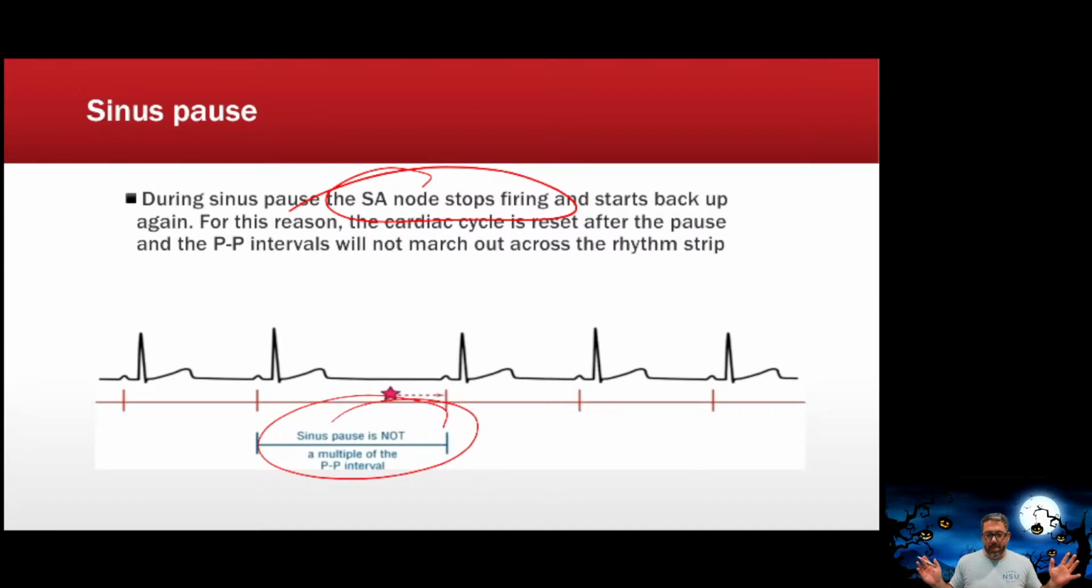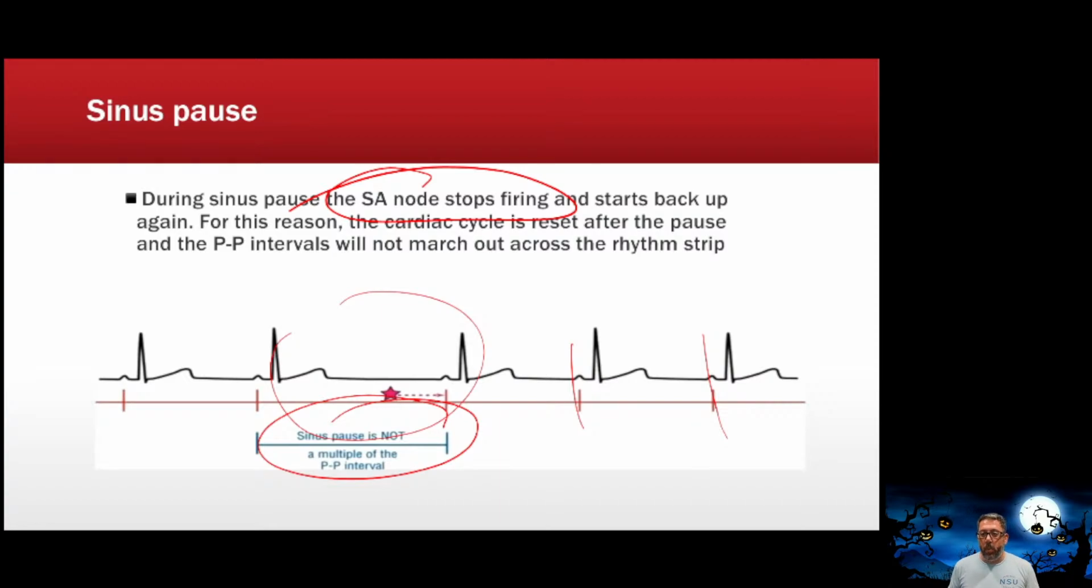SA node just stops. That's it. So we have to wait for the SA node to kind of wake up again. And then it starts doing its cycle and doing its thing, and your heart starts up again. Obviously, these patients are going to have bradycardia, lightheadedness, dizziness, because they have these pauses. And the longer these pauses are without a beat happening, then you need a pacemaker.